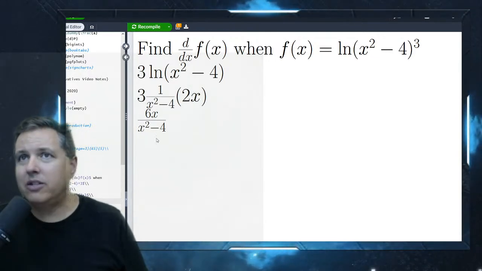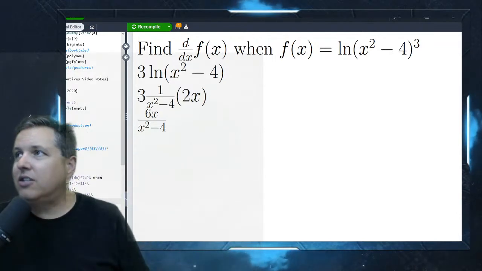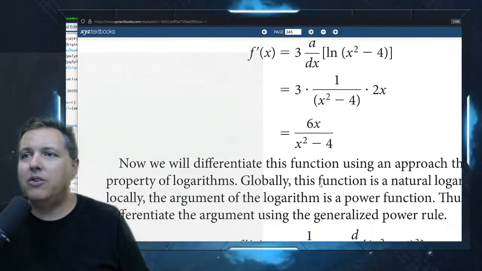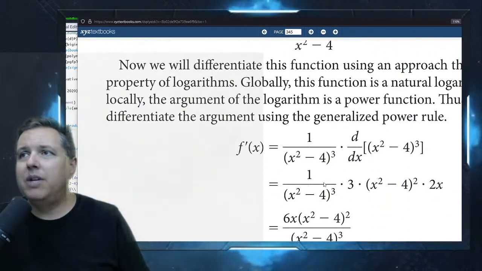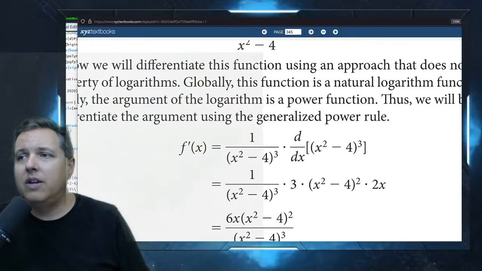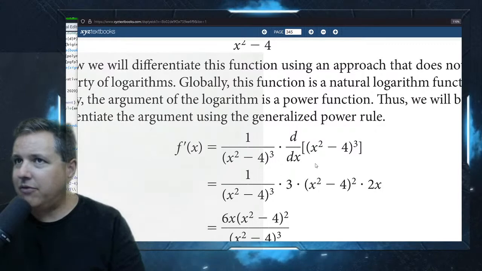So 6x over x squared minus 4 is the derivative of that function. So that's kind of the easiest way to do it. Use a log property to reduce it. Let's look at the other way to do it, which would be to keep using the chain rule. So here what they do is they take the derivative with respect to the whole thing, which makes it 1 over that stuff. But then we have to use the chain rule.